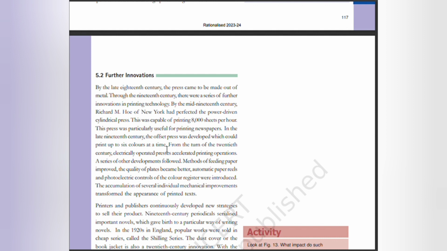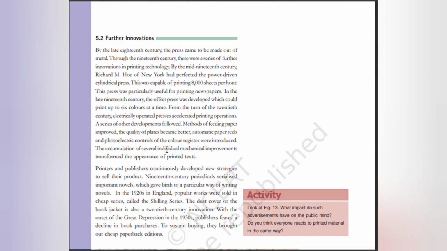In the late 19th century, the offset press was developed, which could print up to 6 colors at a time. From the turn of the 20th century, electrically operated presses accelerated printing operations. A series of other developments followed. Methods of feeding paper improved, the quality of plates became better, automatic paper reels and photoelectric controls of the color register were introduced. The accumulation of several individual mechanical improvements transformed the appearance of printed text.